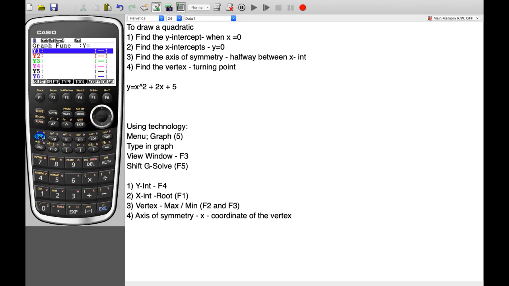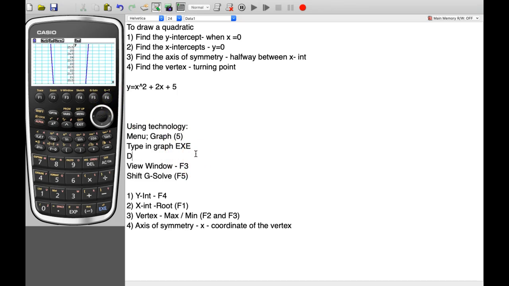we got rid of it, so x squared plus 2x plus 5. So we're going to go enter, execute. So we're going to type in the graph, go execute. Then we're going to go draw, which is F6. And then we're going to do the view window.